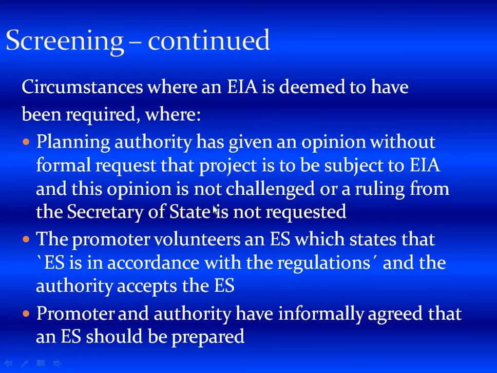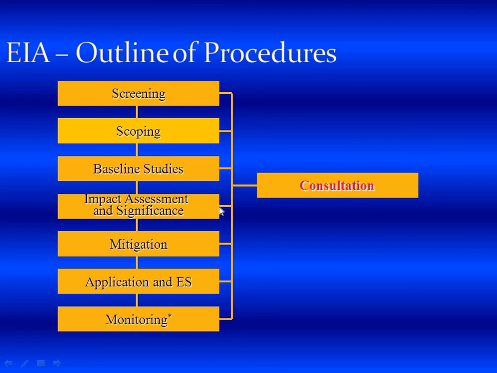Under the following circumstances, EIA is deemed to have been required. The planning authority has given an opinion, a formal request that the project has to be subject to EIA, and the opinion is not challenged. Or a ruling from the state authority has not been requested. Or the promoter volunteers an ES, which states that the ES is in accordance with the regulations. Or the promoter and authorities have formally agreed that an ES should be prepared. So these are the conditions where it is necessary. So this is not scoping.